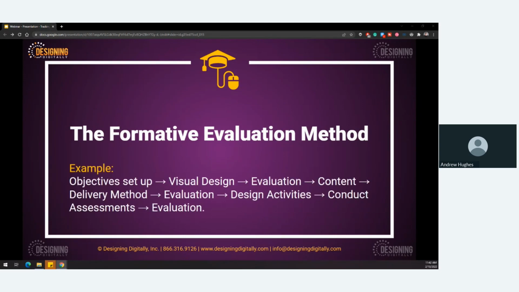And that was what I was talking about. So objectives, visual design, evaluation, content delivery, method evaluation, design activities, conduct assessments, and evaluation. Basically taking a lot of the same processes that we do now, but mixing it up to where we're looking at objectives and visual design right off the bat, trying to get that in front of, let's say, the customer or the organization. And then you have quite a few of those evaluation activities. And that evaluation may be group evaluation, stakeholder evaluation, learner evaluation, depending on who and what you're evaluating.